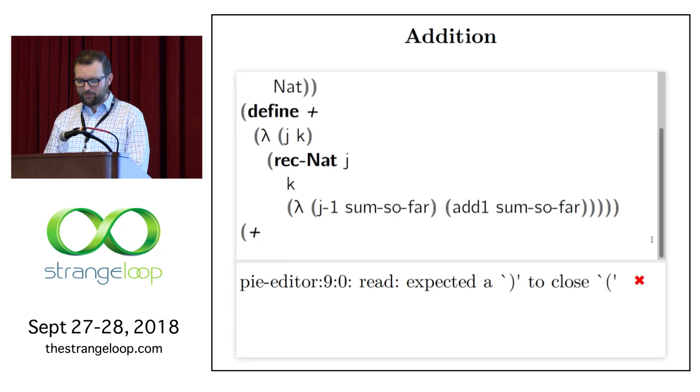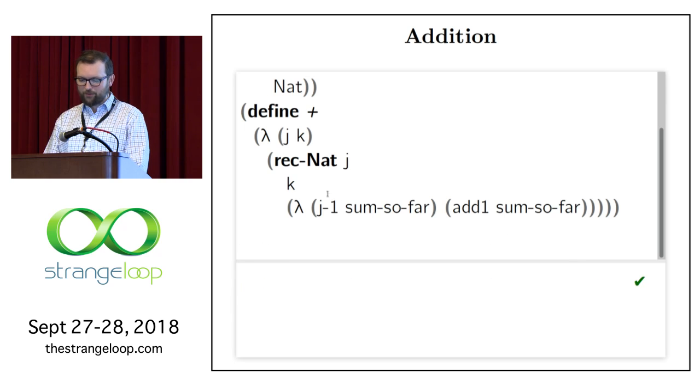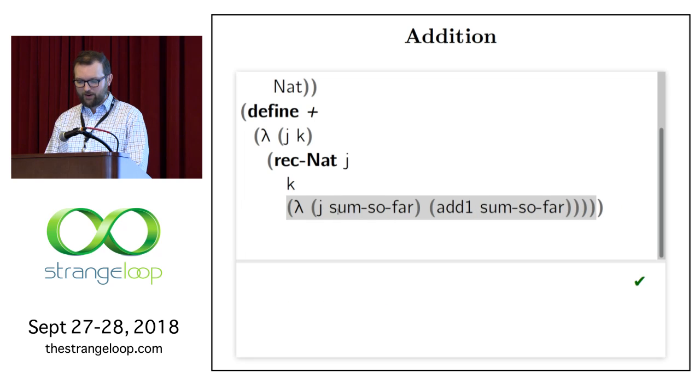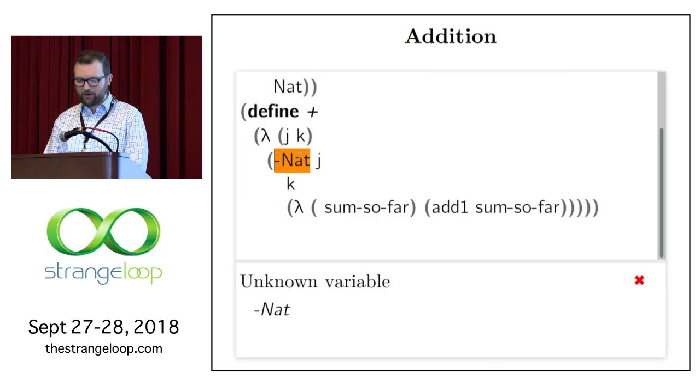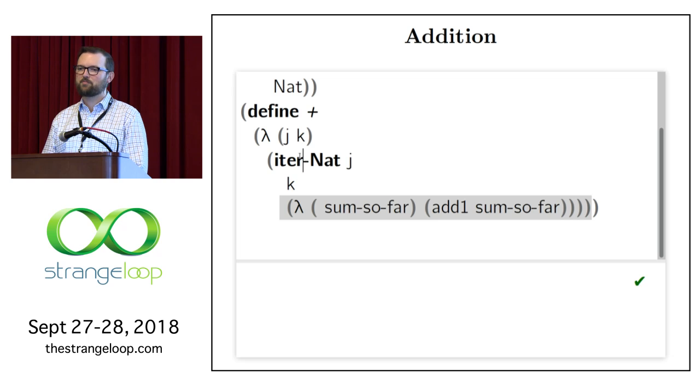So this thing works. And because we didn't use j minus 1 ever, I can just go ahead and get rid of that and then use a slightly simpler eliminator called iternat, which simply doesn't pass the one smaller nat. And now we have the definition of plus from our book. We've read a few chapters now.